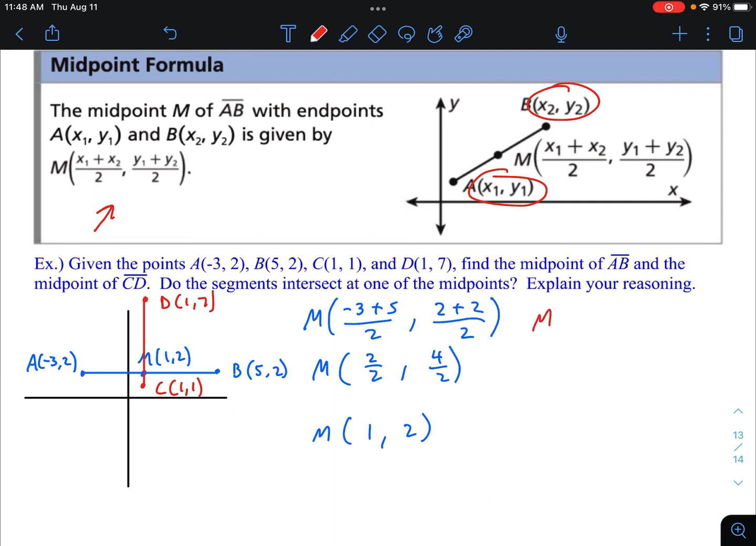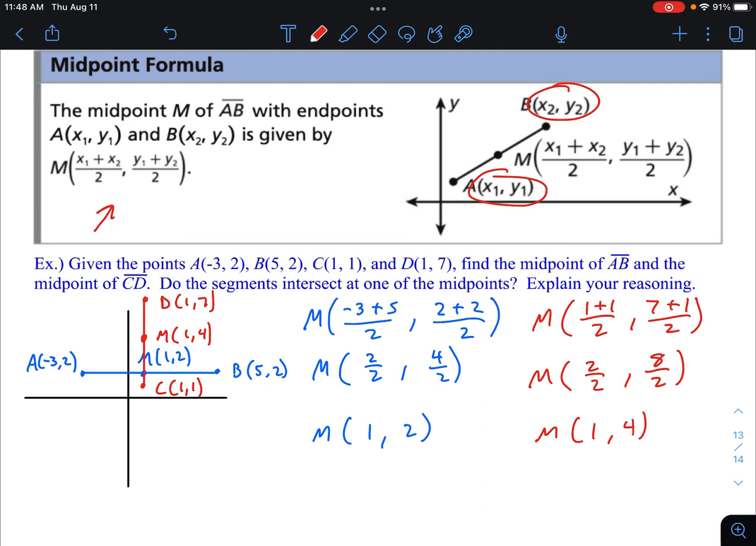Average your x's, average your y's, so the midpoint of CD is 1 plus 1 divided by 2, and my two y's, 7 plus 1 divided by 2. We've got 2 over 2 and 8 over 2. So our final answer for the midpoint there would be (1, 4). It's about right there, (1, 4). And that's how you find the midpoint on a coordinate plane.